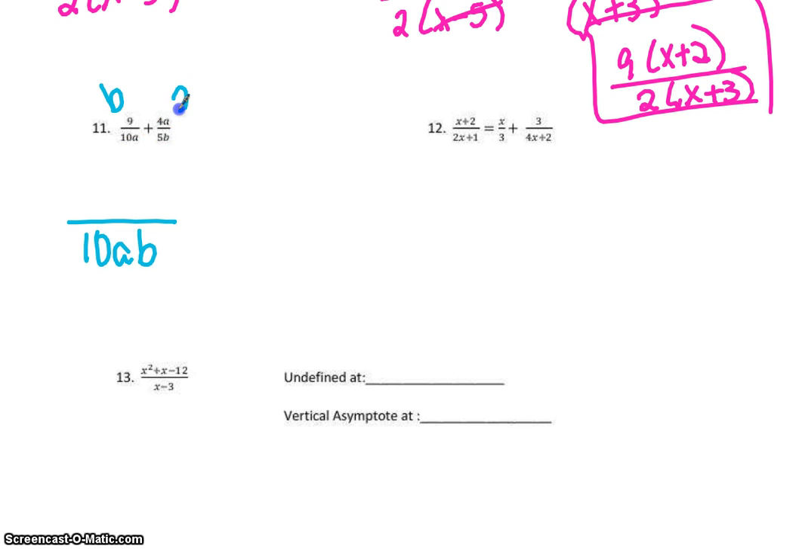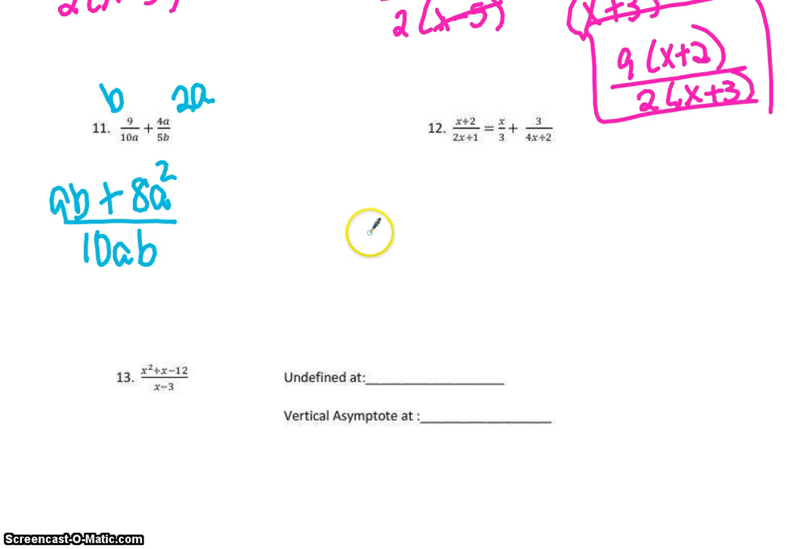10 divided by 5 is 2. A is missing, and the B is all good. So B times 9 gives you 9B, plus 2A times 4A is 8A squared. You check to see if anything cancels, but it must be in every single term in order to cancel. So nothing cancels, that's your answer.